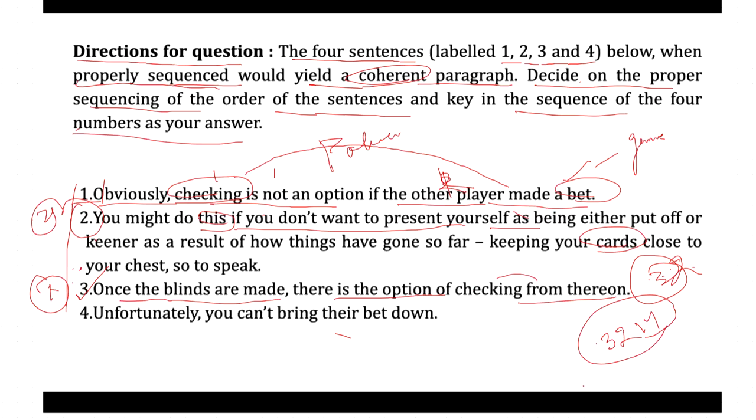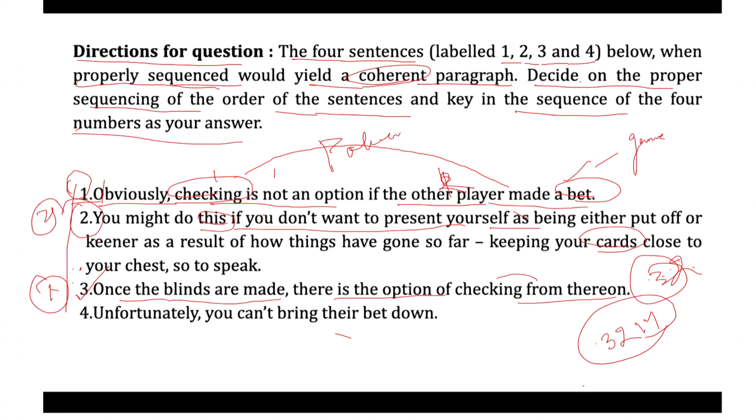And then, if I go for one, it clarifies that checking is not always an available choice, especially if the other player has already placed a bet. It provides essential contrast to the idea presented in sentence two. So in that case, 3, 2, 1 would be the correct sequence.